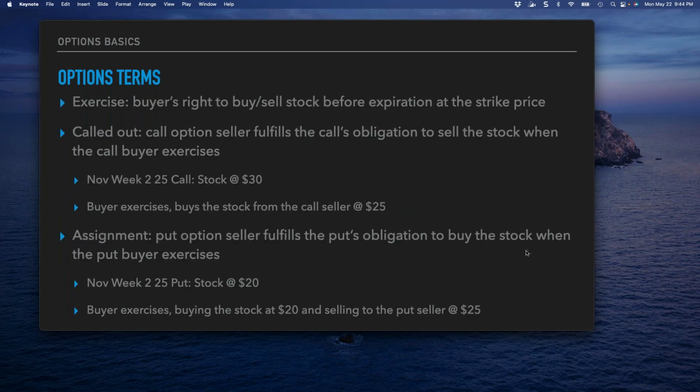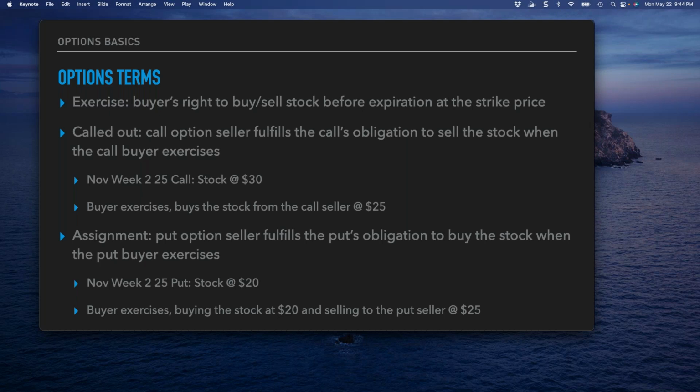Now, I've talked a couple of times already to the fact that the buyer of an option contract has the right to act on the terms of the contract. This act is referred to as an options exercise. Now, let's suppose just for a moment that before the second Friday of November, the buyer of our November 25 call in the example that you see listed here sees the underlying stock is now trading at $30.